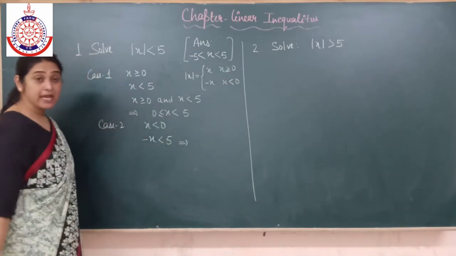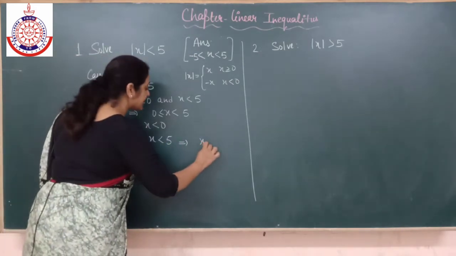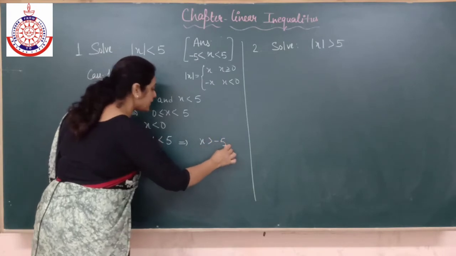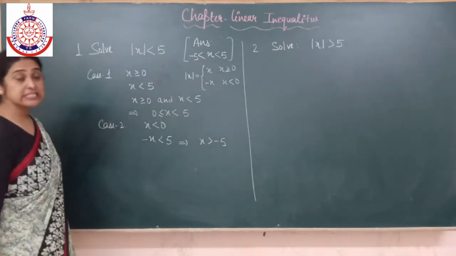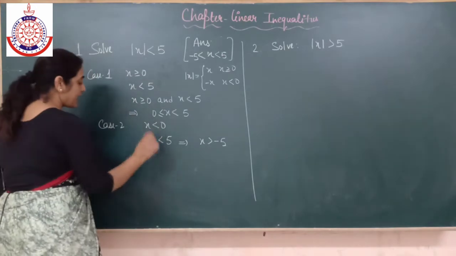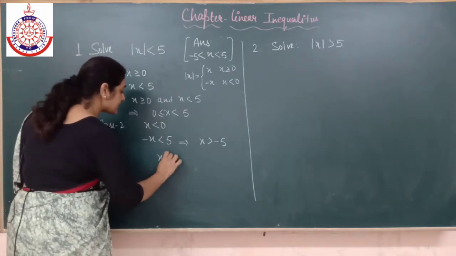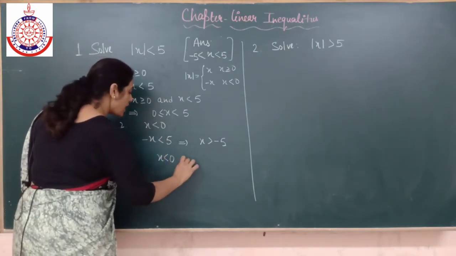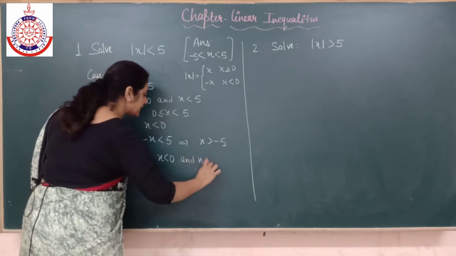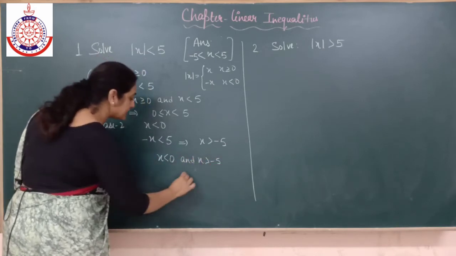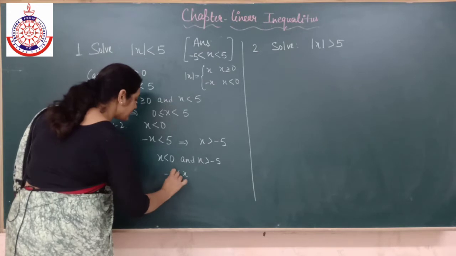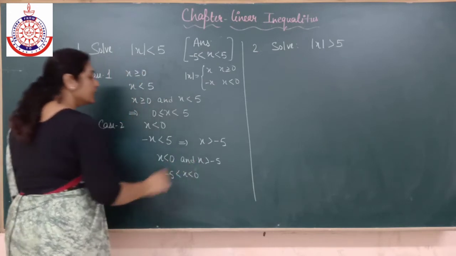Multiplying both sides by minus 1. When you multiply by a negative number, what happens? The sign of inequality changes. It is reversed. So now I have x is less than 0 and x is greater than minus 5. So I can combine this case as x is greater than minus 5 and less than 0.